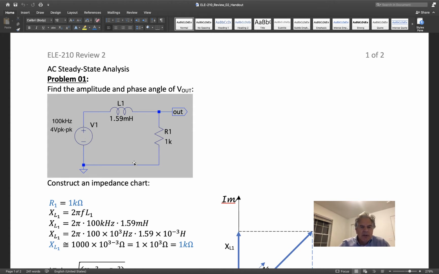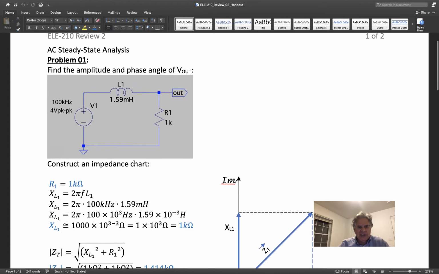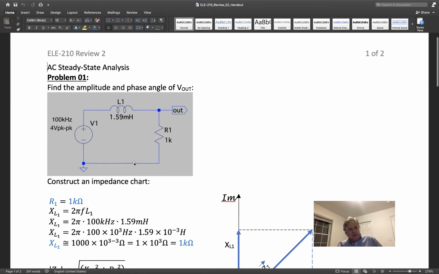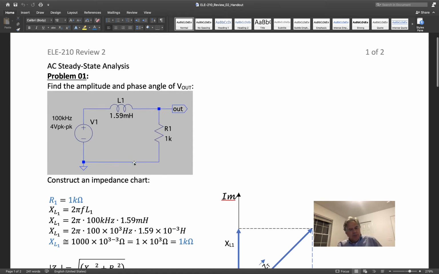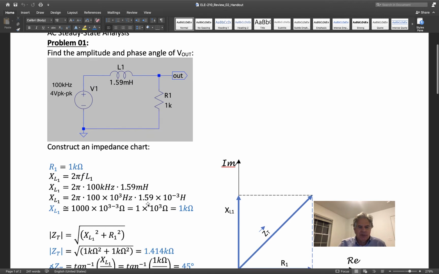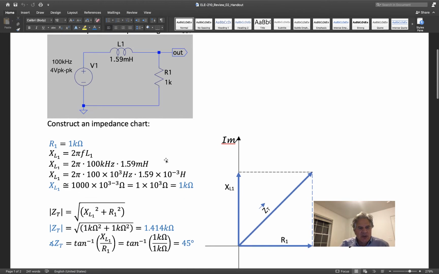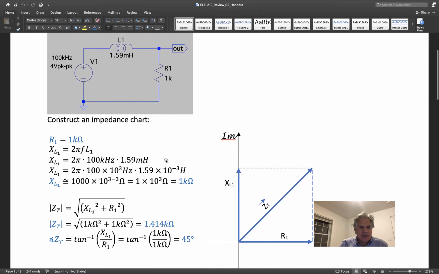But since it's steady state AC analysis, we know it has to be driven by a single sine wave. So what we have, our first job here, especially being a series circuit, is we have to construct an impedance chart. Now we know that the resistance is 1 k ohms, so we know the size of that, and resistors are always at 0 degrees. They're kind of real devices.